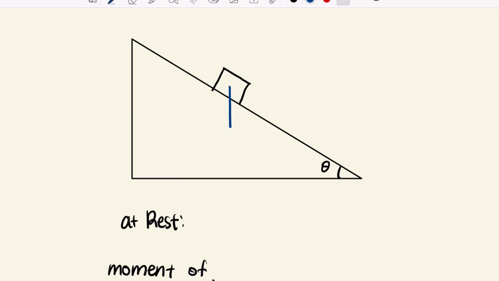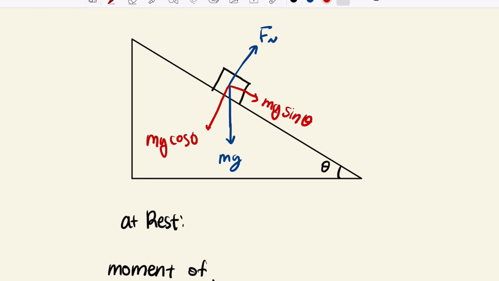So same concept, there would still be mg and Fn. And we will still decompose this mg into two different vectors. And that would be mg sine theta and mg cos theta. However, now we have another force called F friction. So because this and this need to cancel out, we know that Fn equals mg cos theta. And so we know that these two forces cancel out.